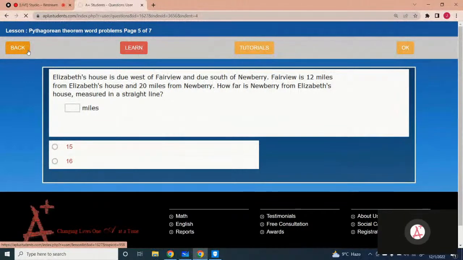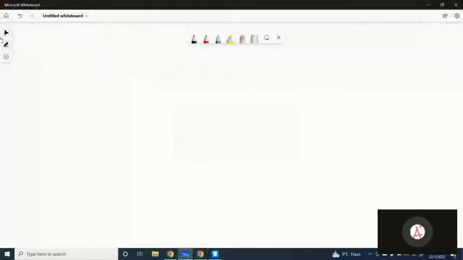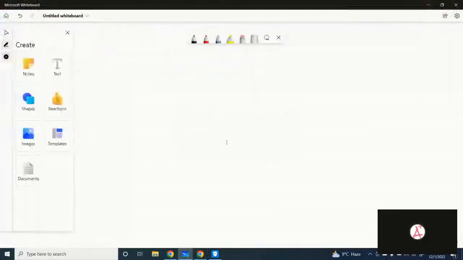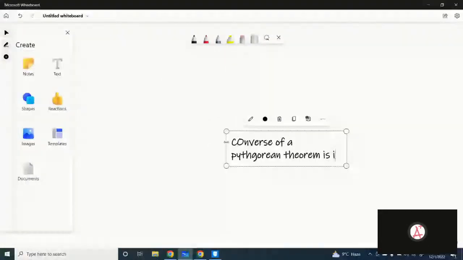Okay, the next lesson is the converse of the Pythagorean theorem. Is it a right triangle?